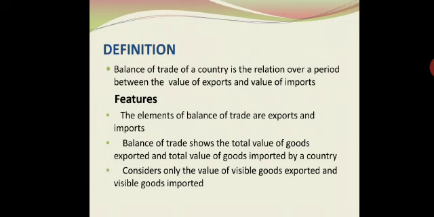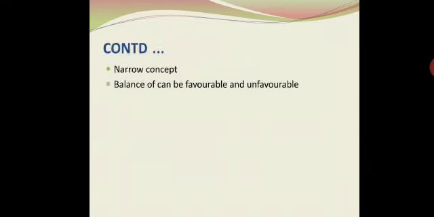Next, what are the features of balance of trade? The first one is that the elements of balance of trade are exports and imports. The balance of trade shows the total value of goods exported and the total value of goods imported by a country. It also considers only the value of visible items, or visible goods, exported and imported. It is a narrow concept, and a balance of trade can be favorable or unfavorable.